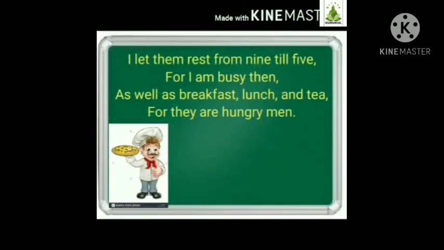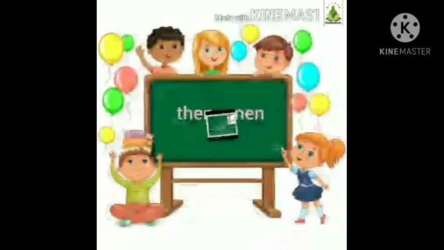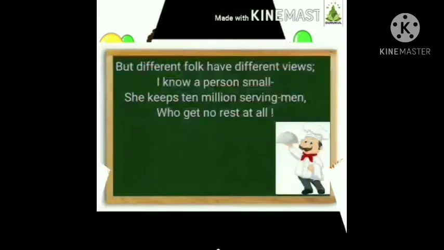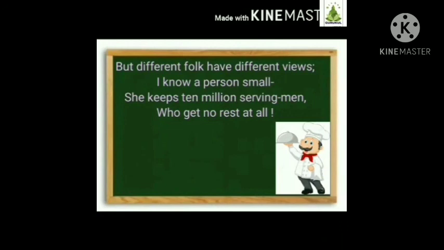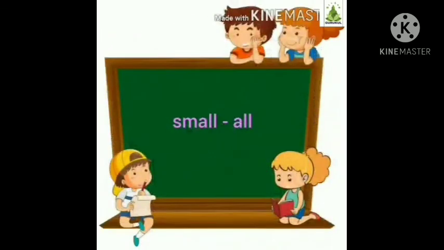I let them rest from 9 till 5, for I am busy then, as well as breakfast, lunch, and tea, for they are hungry men. In the third stanza, the rhyming words are then, men. But different folk have different views. I know a person small, she keeps 10 million serving men who get no rest at all. In the fourth stanza, the rhyming words are small, all.